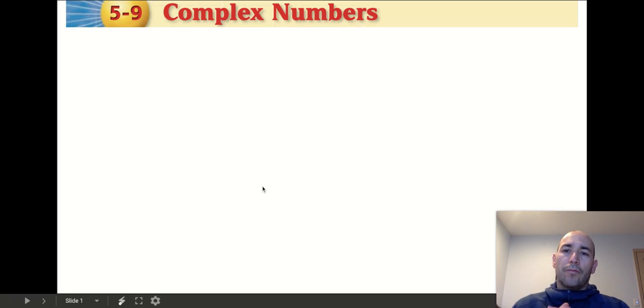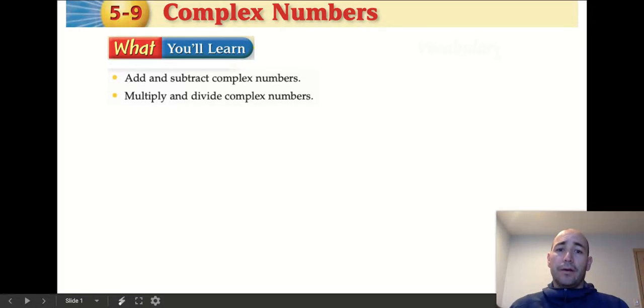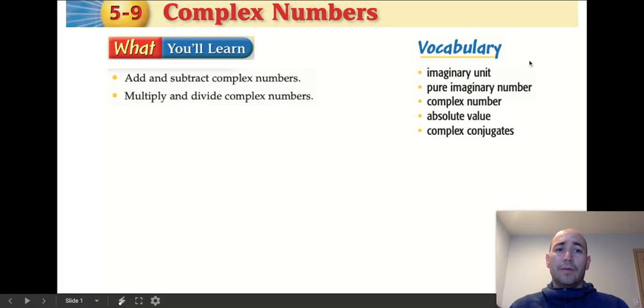So today we're covering Chapter 5, Lesson 9, Complex Numbers. So what you're going to learn today is how to add and subtract complex numbers and how to multiply and divide complex numbers. So some of the vocabulary to keep in mind is what's an imaginary unit, what are pure imaginary numbers, what are complex numbers, what's an absolute value, and what are complex conjugates.